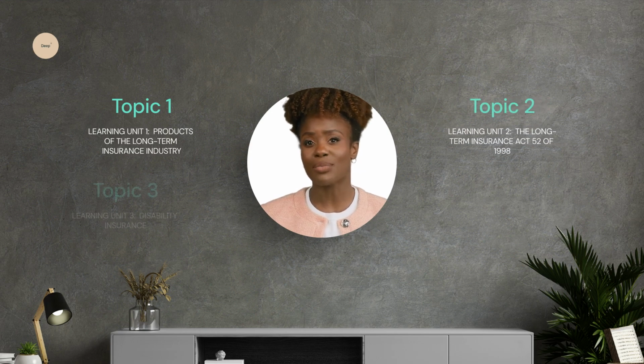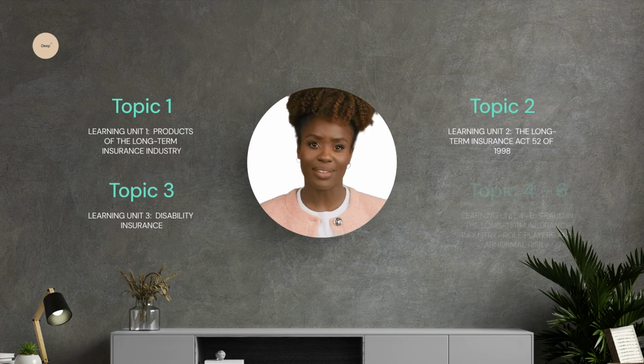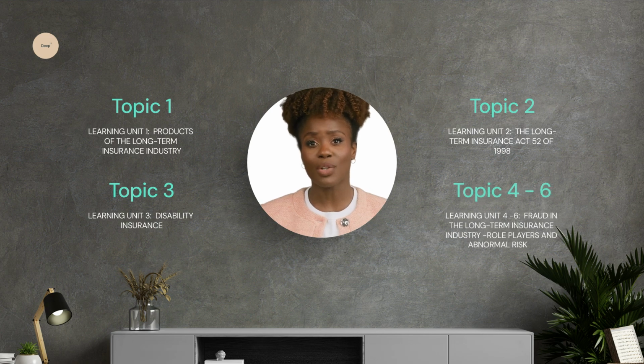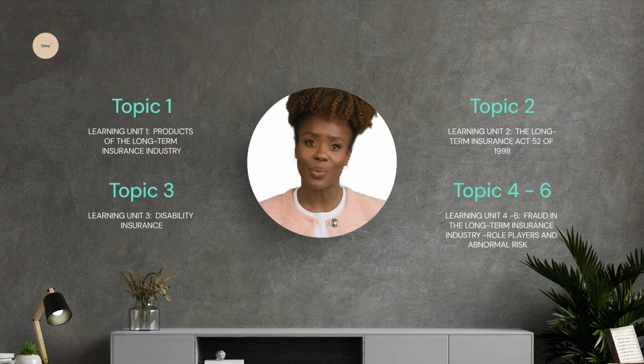In this module, we cover the following topics. Learning Unit 1, Products of the Long-Term Insurance Industry. Learning Unit 2, the Long-Term Insurance Act 52 of 1998. Learning Unit 3, Disability Insurance. Learning Unit 4, Fraud in the Long-Term Insurance Industry. Learning Unit 5, Role players in the long-term insurance environment, and Learning Unit 6, Products of the Issue of Abnormal Risk.